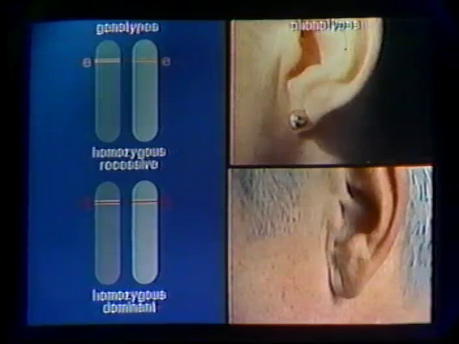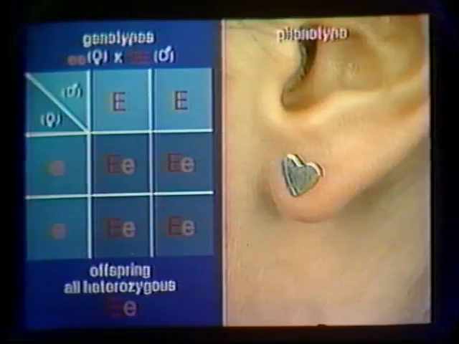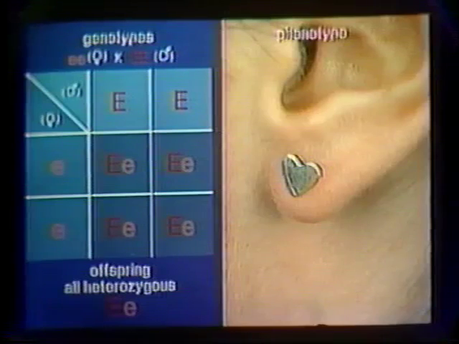For example, what if one parent is homozygous recessive for earlobe shape and the other is homozygous dominant? A diagram of the genotype shows the result. All the offspring will be heterozygous. That is, all will have one dominant and one recessive gene. And there will be only one phenotype, the free earlobe, because the gene for it is dominant.